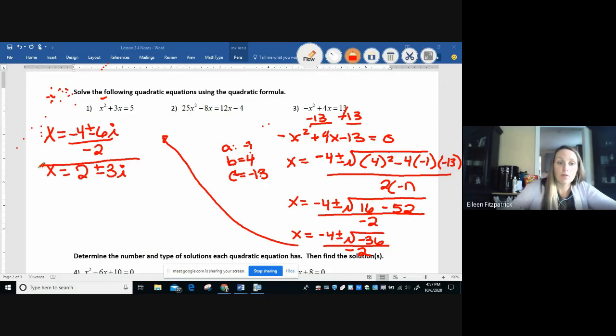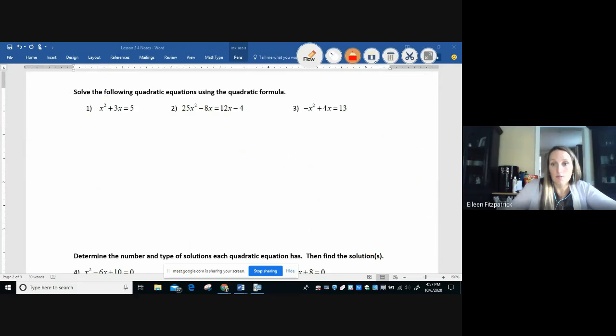Okay, so again, remember what I said above when we were looking at that chart. If under the radical is a negative, you end up with 2 imaginary solutions. It has an i. When it was a 0, like problem 2 was a 0 under the radical, there is one solution. And problem 1, there is a positive number under the radical, and there were 2 real solutions, okay? All right, let's move down to the next set of problems.